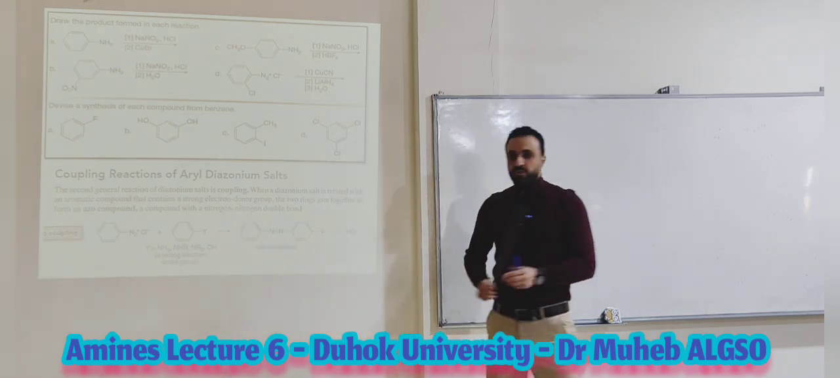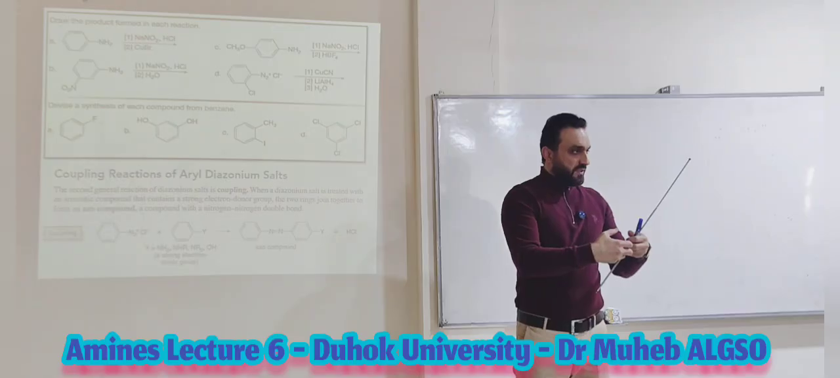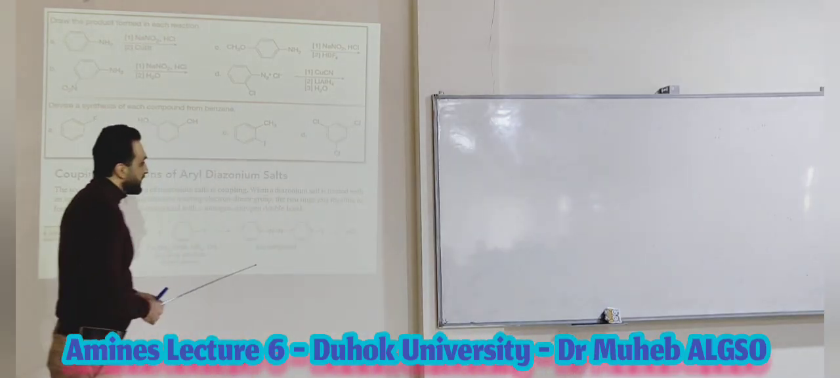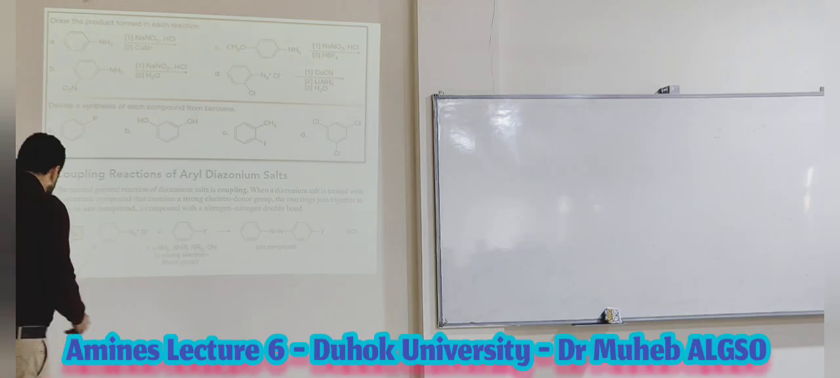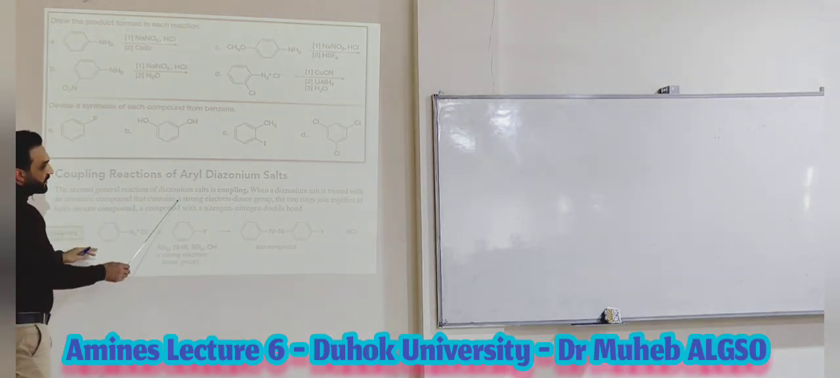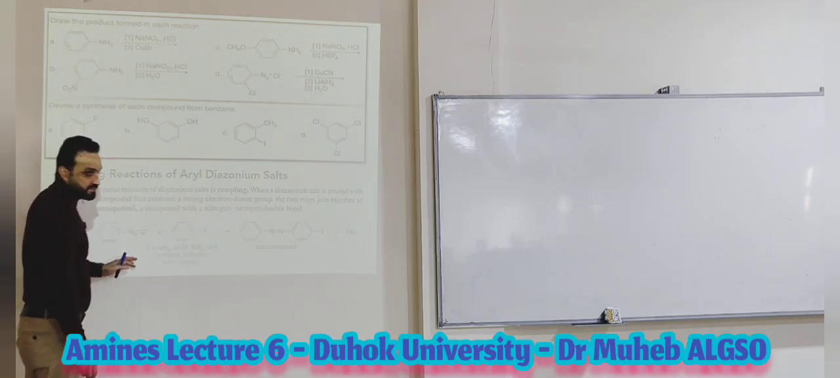Okay, coupling between two parts. You have two parts, and they will be joined to each other. We say coupling. So when diazonium salt is treated with what? With an aromatic compound. Look, with an aromatic compound, not aliphatic. Okay, an aromatic compound that contains a strong electron donor group.